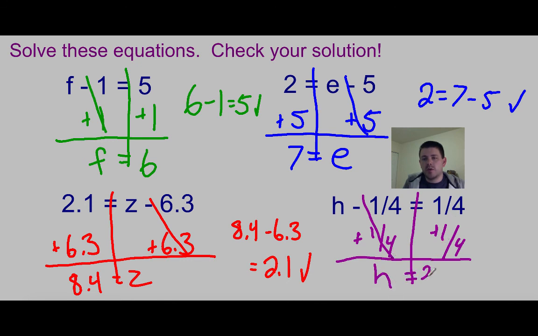1/4 plus 1/4 is 2/4, which of course we always simplify to be 1/2. Okay, we can double check. 2/4 minus 1/4. Is that really equal to 1/4? Well, it is, so we're good.